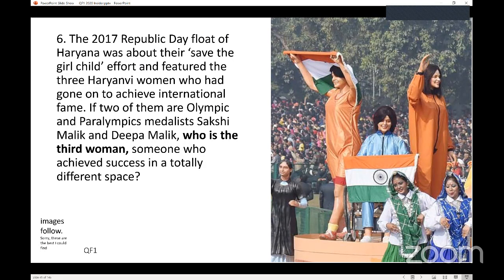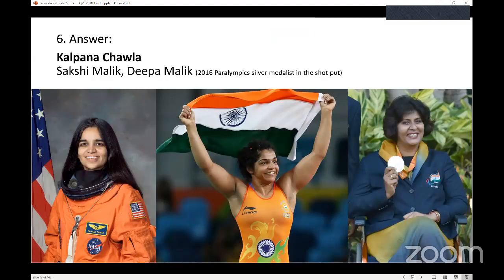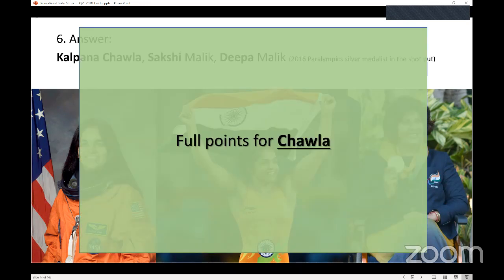A lot of raised hands. Sridhar, please go ahead. Yes, this is Kalpana Chawla. That is right. Kalpana Chawla is right. As you remember, the other two were 2016 Olympic medalists and Paralympic medalists, but Kalpana Chawla is the third person. So if you've written Chawla, you get full points.